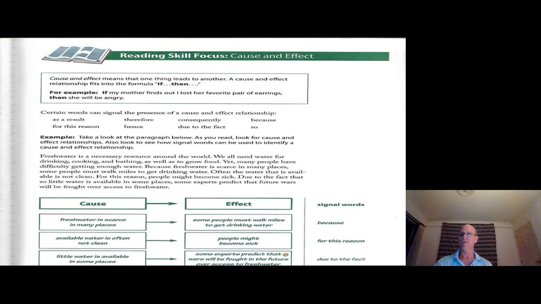Okay, our last activity for Chapter 3 is a reading skill, and it's identifying cause and effect. Cause and effect means that one thing leads to another. A cause and effect relationship fits into the formula: if this, then that.